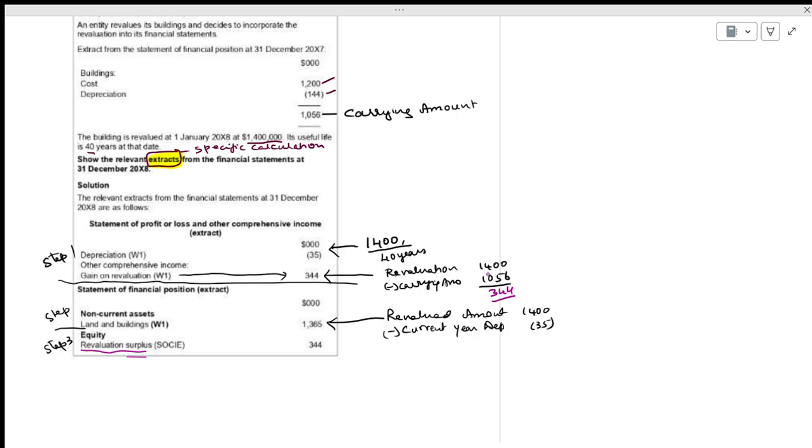Understand? I am giving you a gap of 2 minutes. Step 1, we have to calculate revised depreciation and show the gain on revaluation. Second, in the assets, land and buildings, we show 1,400 minus 35. Third step, revaluation gain, 344.